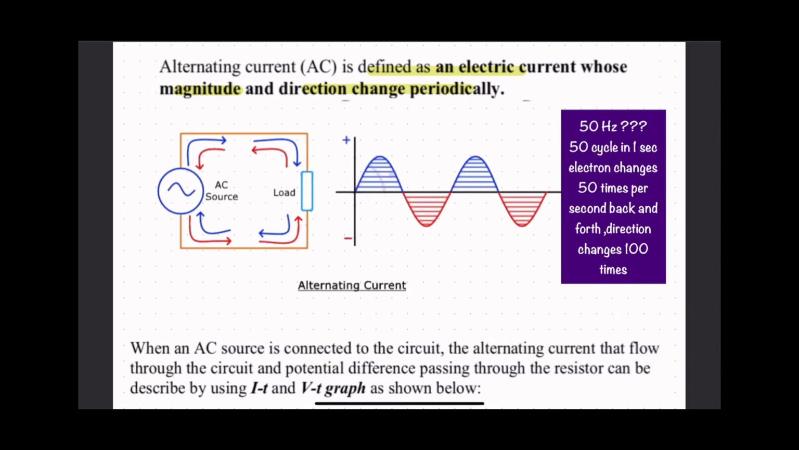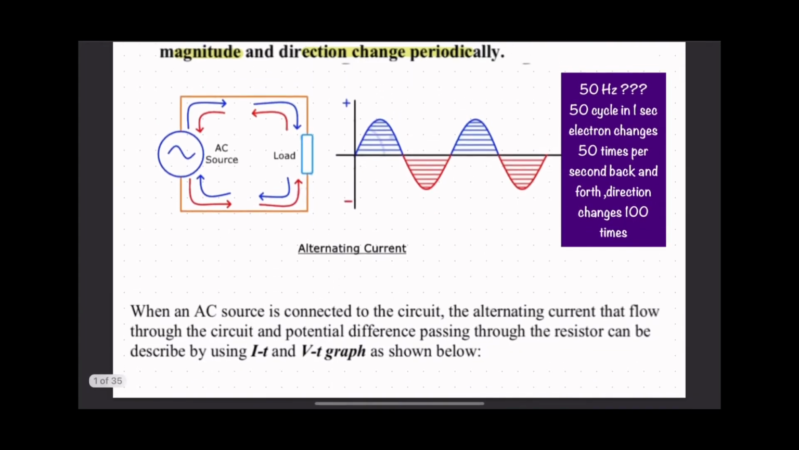Sometimes in AC you will find, they will say 220 volt with 60 Hz frequency. What does it mean? Let's say it's 50 Hz frequency, means that 50 cycles in 1 second. So electron change 50 times per second back and forth, means that 50 times go and 50 times go back, and means that the current changes direction 100 times.